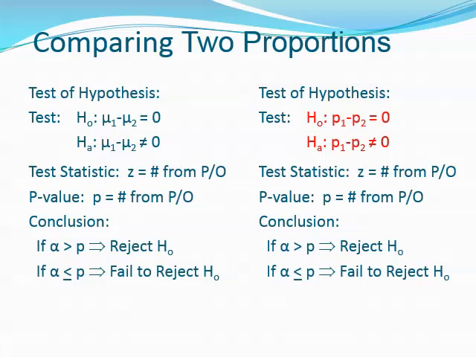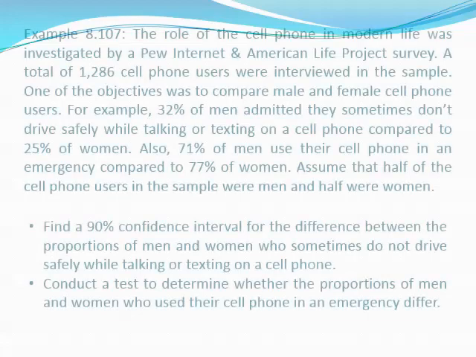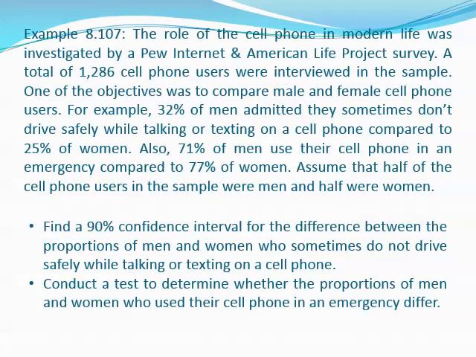All right, let's take a look at an example and get some experience doing some of this stuff. So let's go to the example. This example comes from a textbook, may not be the one you're working with. The role of cell phones in modern life was investigated by a survey. A total of 1,286 cell phone users were interviewed. This was when there was a big push to using cell phones. It was a pretty big sample.